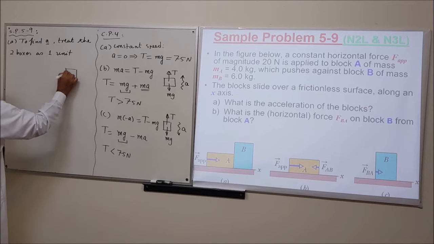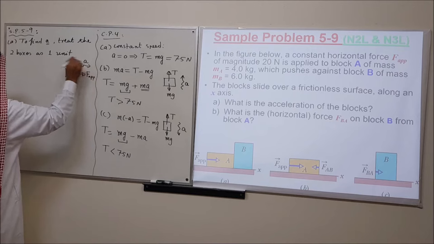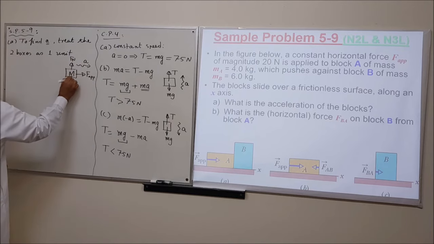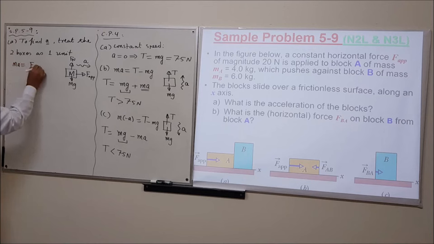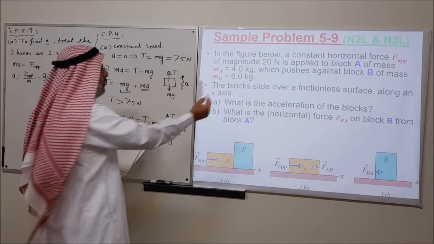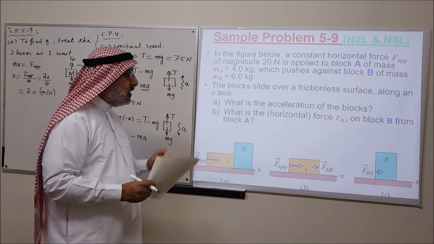So we have one unit, one big unit of mass capital M. It is being pushed by the applied force to give it some acceleration a. Of course, here is the normal force and the gravitational force, but we only care about the applied force because that's the direction of motion. So what do we have? Capital M a is equal to F applied, and therefore a is F applied divided by the total mass. The applied force is 20 newtons, and the total mass is 4 plus 6, that is 10. So the acceleration is 2.0 meters per second squared. That's the acceleration of the system. So it is the acceleration of A, and it is the acceleration of B.